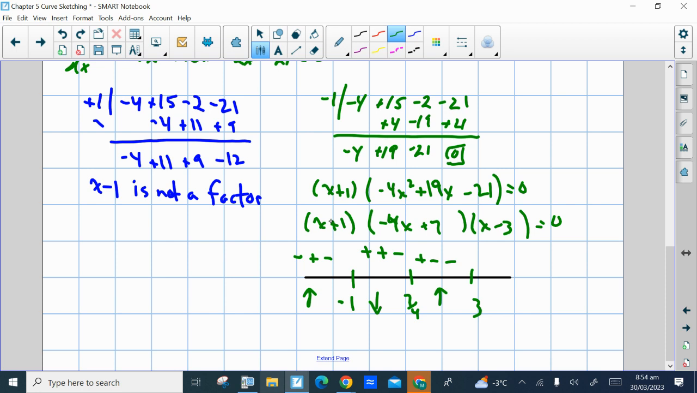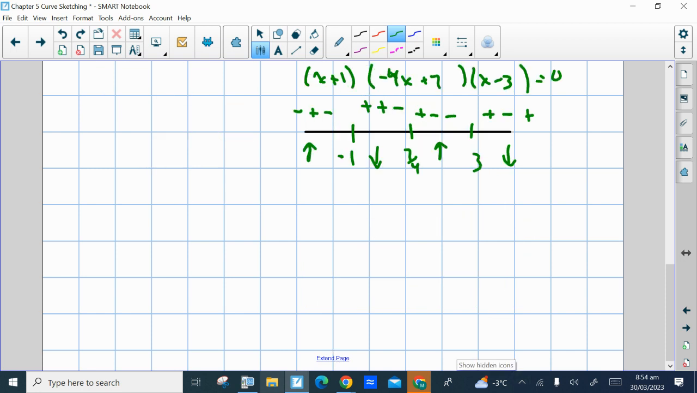But just to make sure, if we choose a value like 4, 4 plus 1 is positive. The second factor will be negative. Negative 4 times 4 is negative 16 plus 7. The last factor will be positive. Again, that confirms it. So this also tells us that we have local max and min points.